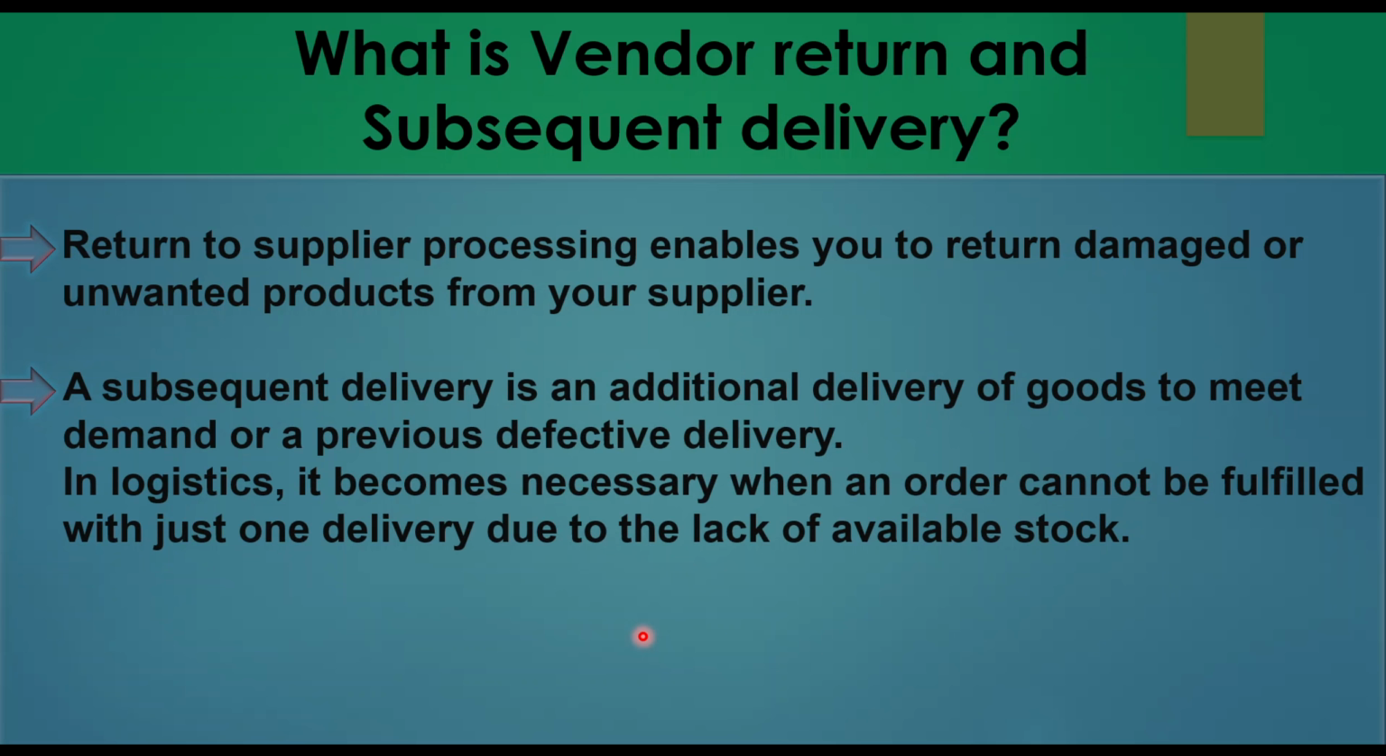Also, there is another type of delivery, subsequent delivery. Subsequent delivery is an additional delivery of goods in order to fulfill demand or a previous defective delivery. In logistics, it becomes necessary when an order cannot be fulfilled with just one delivery. In that case, to fulfill that requirement, the supplier gives a subsequent delivery. So in short, return delivery is used when the quality of goods is not up to the extent, or damaged or broken, and subsequent delivery is in order to fulfill that return delivery.